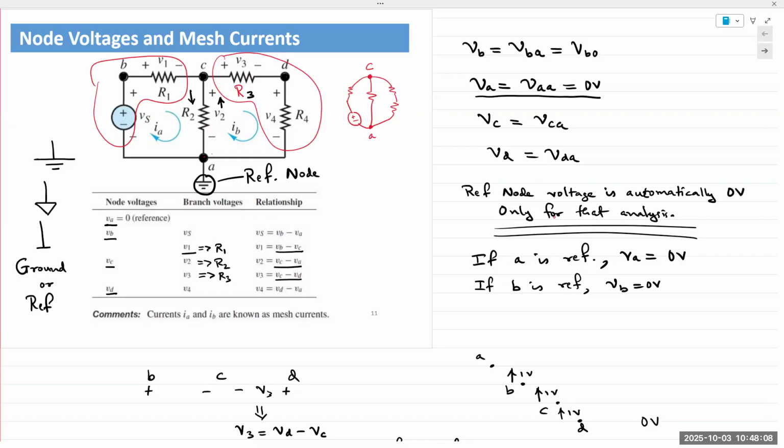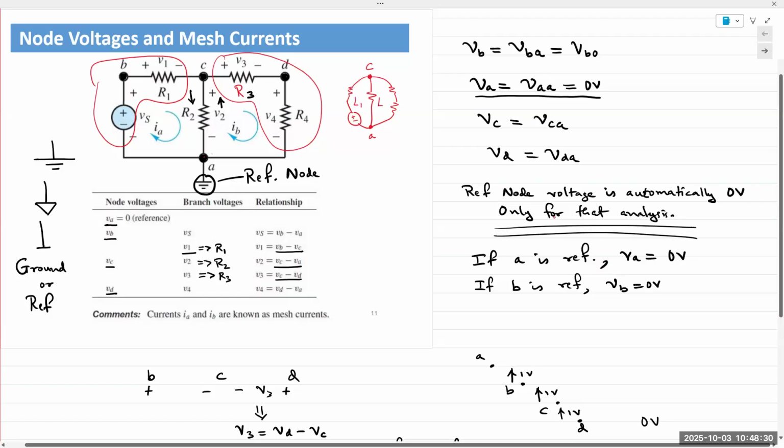A subset of loops is a mesh. So a mesh is a loop. But let's identify the loops in here. This is loop 1. This is loop 2. What other loops do you see? If we start at A, how many other pathways do you see to return back to A?